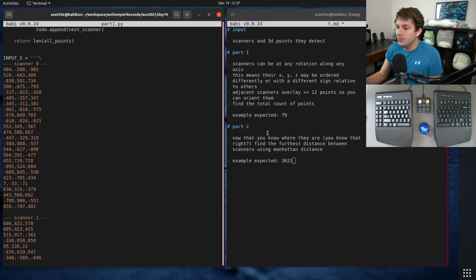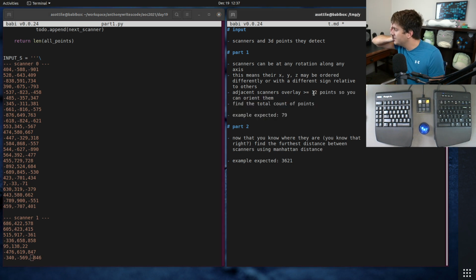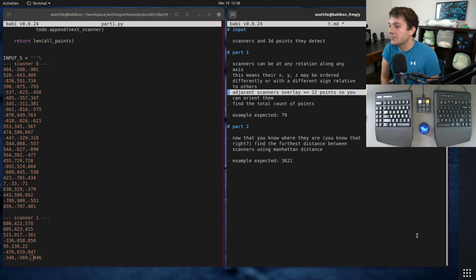Right, and so in part 1, we have to find the total number of points. I spent a lot of time thinking about how to solve this, and the solution that I came up with is to try and find these overlaps by diffing all of the points in one scanner with all of the points in the other. If we successfully find an adjacent one, we should find the distance between one of the axes being the same number for at least 12 of those points. But we need to compare every single point against every single other point in the two scanners to figure that out.